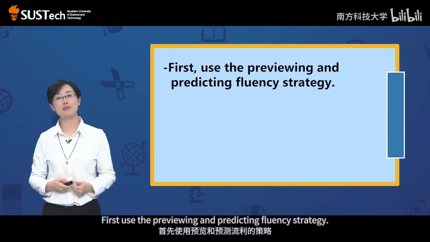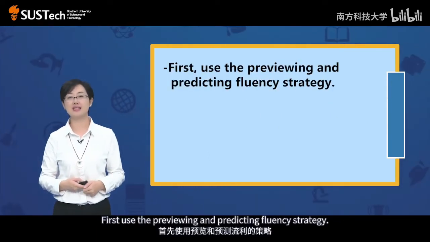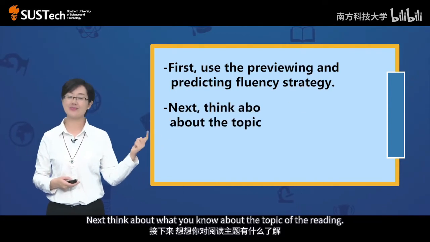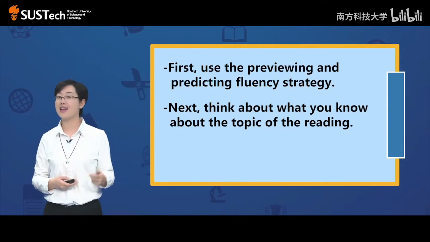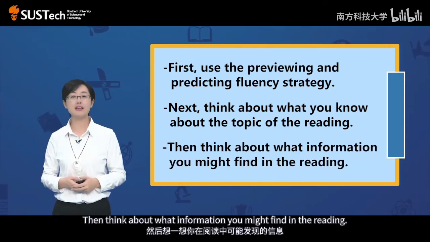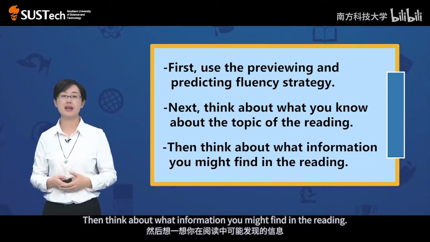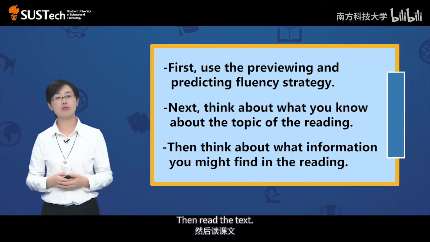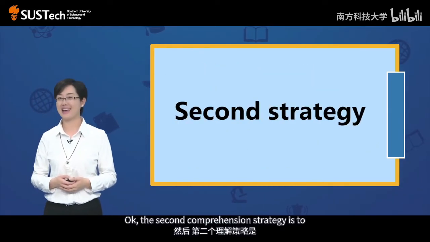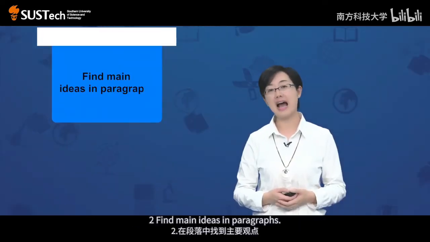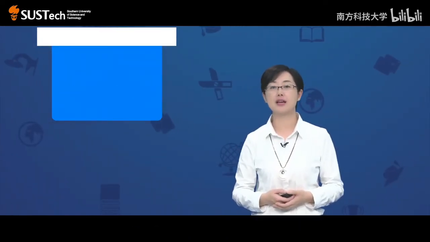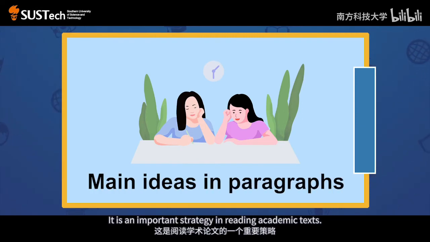First, use the previewing and predicting fluency strategy. Next, think about what you know about the topic of the reading. And then, think about what information you might find in the reading. At last, read the text. Okay, the second comprehension strategy is to find main ideas in paragraphs. It is an important strategy in reading academic text.